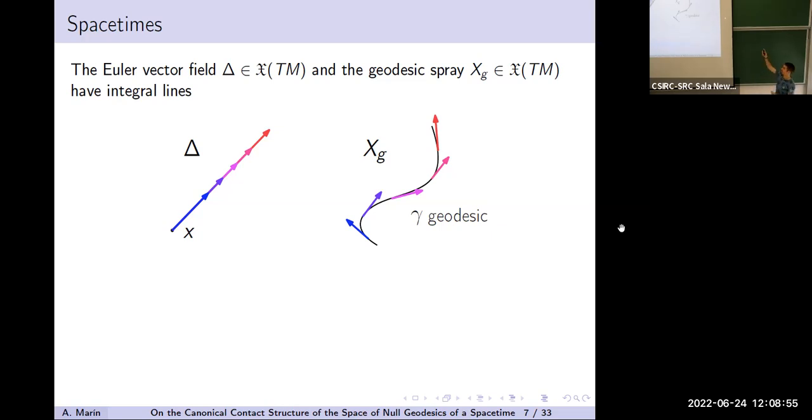So of course, an integral line of a vector field on the tangent bundle is going to be simply a collection of tangent vectors to my spacetime. And the two vector fields I'm going to define are the Euler field on the left and the geodesic spray on the right. These are the integral lines of these vector fields, which go from blue to red. So for instance, for the Euler vector field, what I need to do to get an integral line is take a tangent vector of my spacetime and just make it larger. That's going to be a curve in the tangent bundle, and that's going to be, by definition, an integral curve of the Euler vector field. For the geodesic spray, I'm going to do something similar.